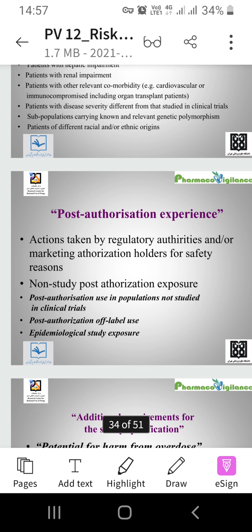Post-authorization experience, action taken by regulatory authorities and/or marketing authorization holder for safety reasons. Non-study post-authorization exposure is post-authorization use in populations not studied in clinical trials, post-authorization off-label use, and epidemiological study exposure is needed.